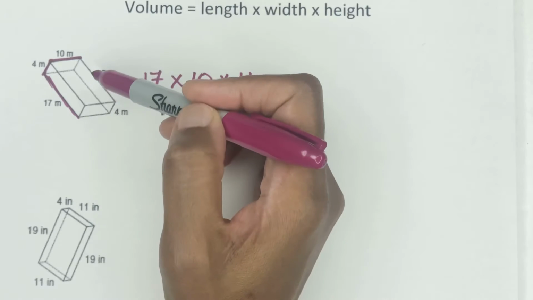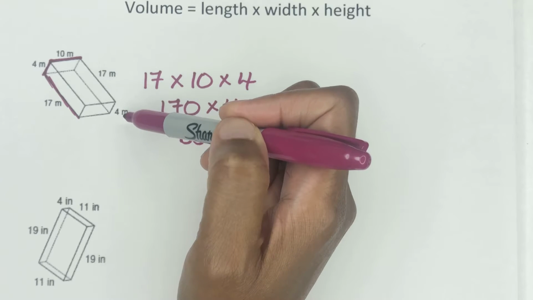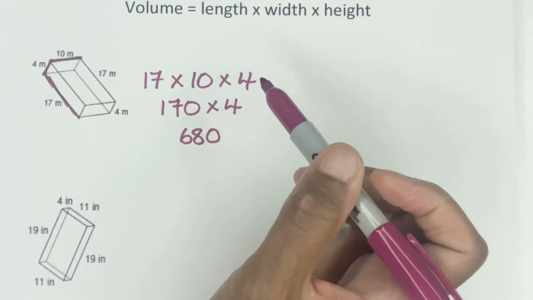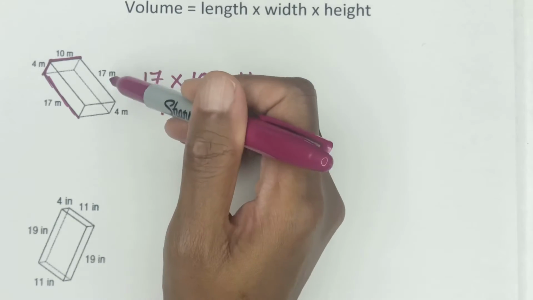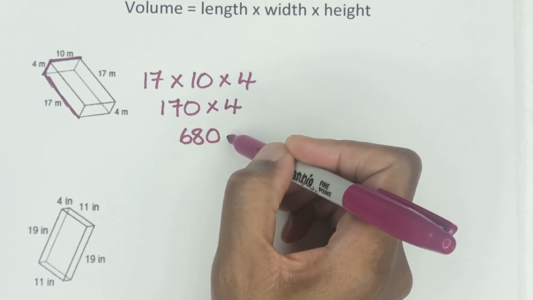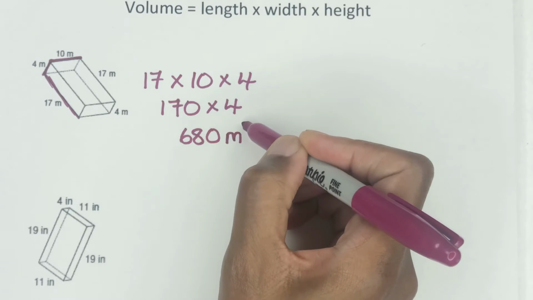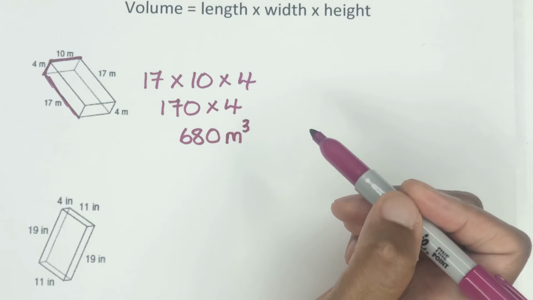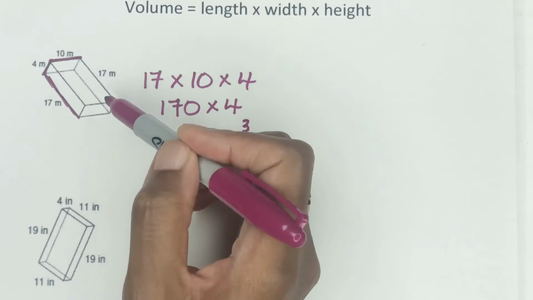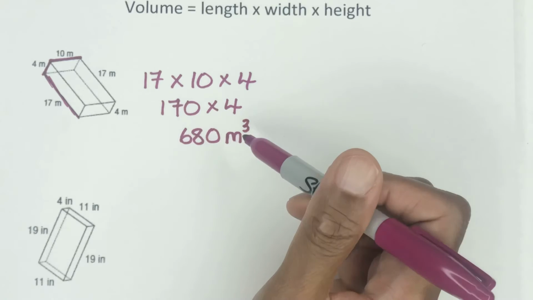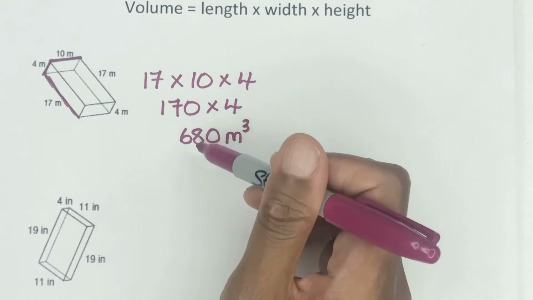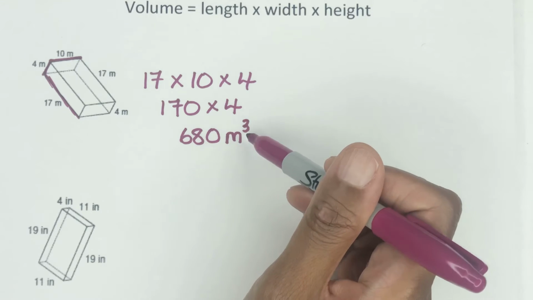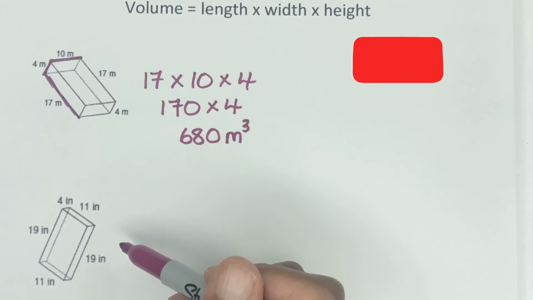Now, because the measurements are in meters, volume is three-dimensional, so it has to be cubed, right? So meters cubed. So you put this little 3 at the top there, exponent, right? And that tells you that not only is the shape three-dimensional, but your measurement has to reflect that too. So it's 680 cubed meters, or meters cubed. All right, let's go on to the next one.